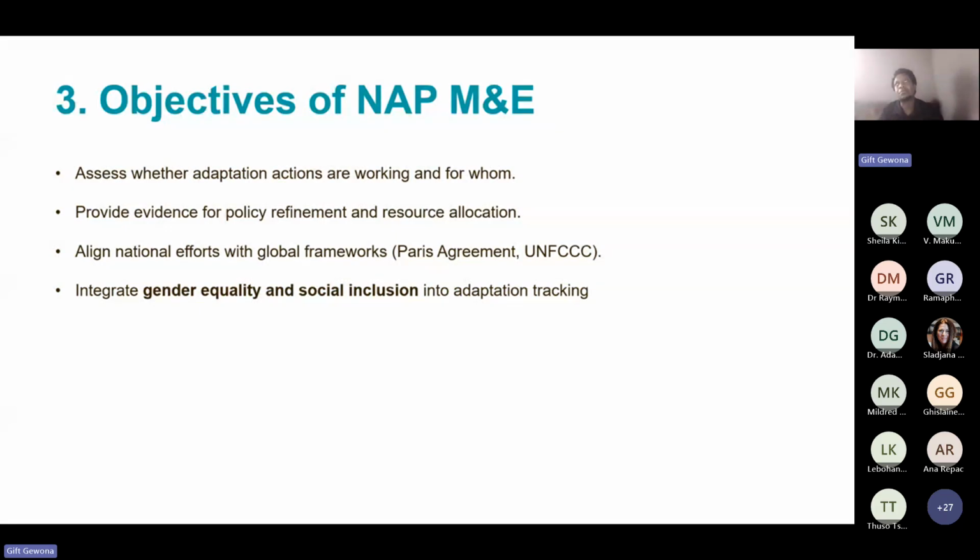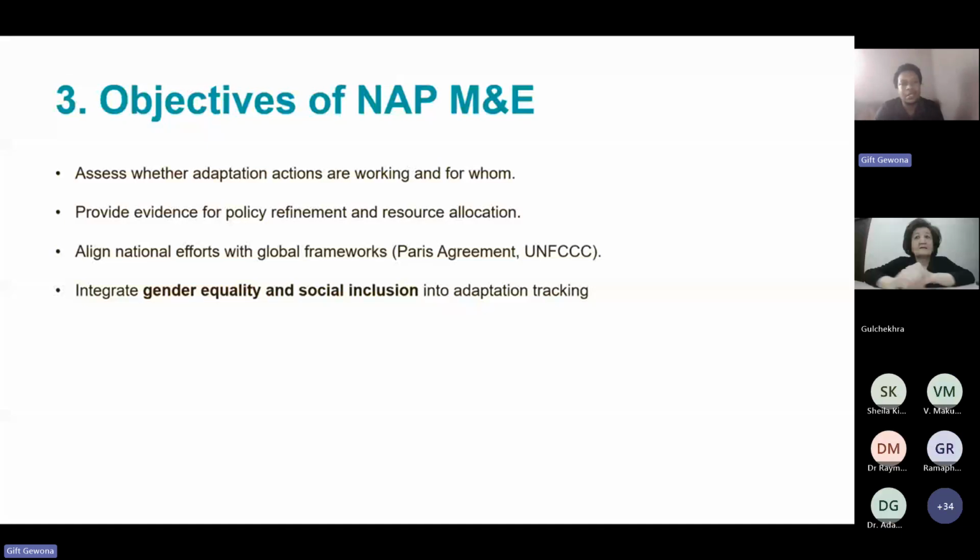How are governments able to allocate resources accordingly to take care of climate change issues and, of course, adaptation in the long run? It also helps us align national adaptations with the global frameworks, the Paris Agreement, UNFCCC, and the global goal on adaptation, in terms of how we are progressing. But the most central part of it is to ensure that gender issues and social inclusion are included in adaptation tracking. As we know, there are communities that are most vulnerable to climate change: women, and those classes of people that are vulnerable.